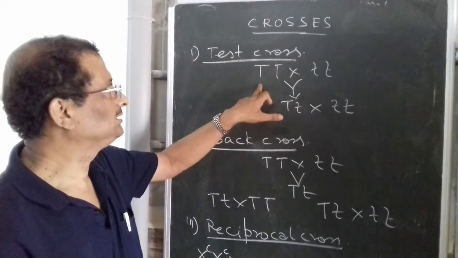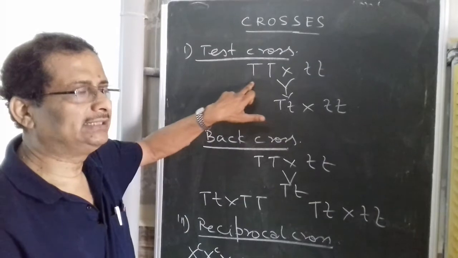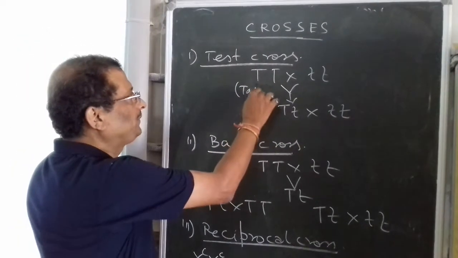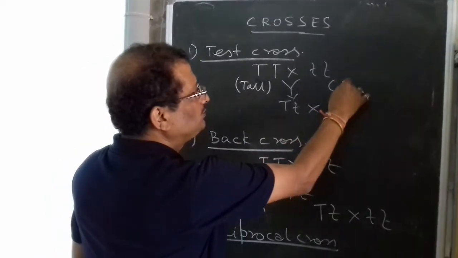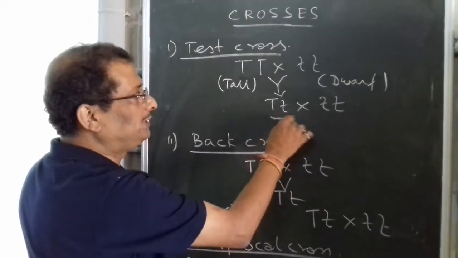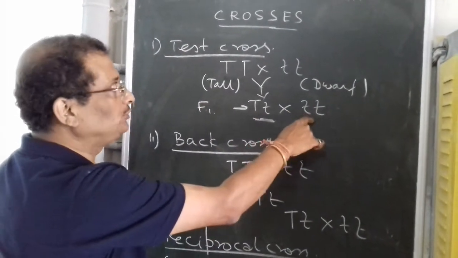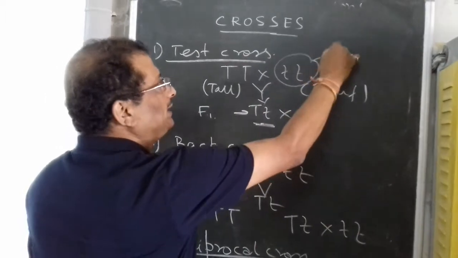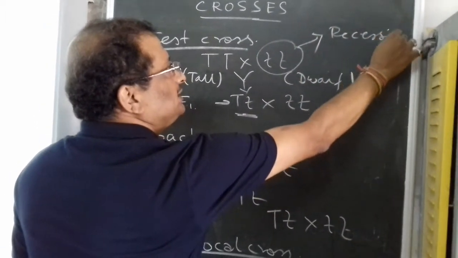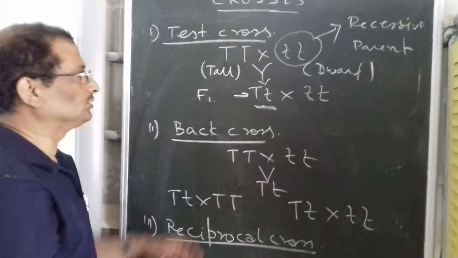Now the test cross, we are showing with a monohybrid cross. Suppose this is the parental generation, capital T showing a tall plant and small t showing a dwarf plant. Now if they are crossed, this is the F1 progeny. If we cross the F1 progeny with a recessive parent, then we call it a test cross.